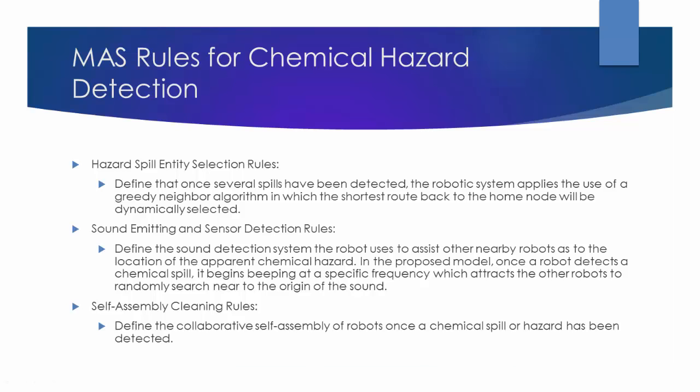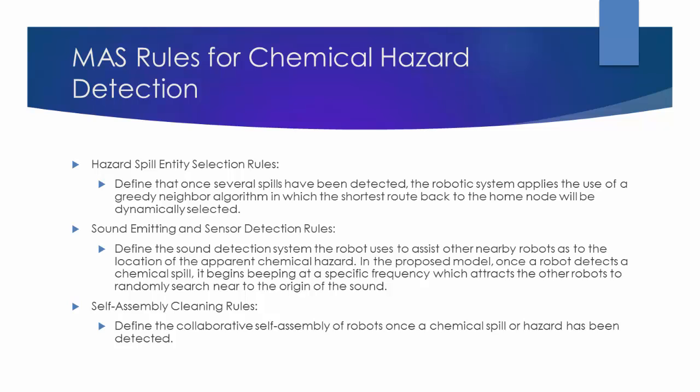Okay, so now we're going to talk about the MAS rules for chemical hazard detection. Basically there are three major rules, and the first rule is the hazard spill entity selection rule. This rule defines that once several spills have been detected, the robotic system applies the greedy neighbor algorithm, in which the shortest route back to the home node will be dynamically selected throughout time. And this shortest route selection will be physically possible due to the pheromone-like mechanism that is stronger in shorter distances, allowing the system to select these higher gradient paths.